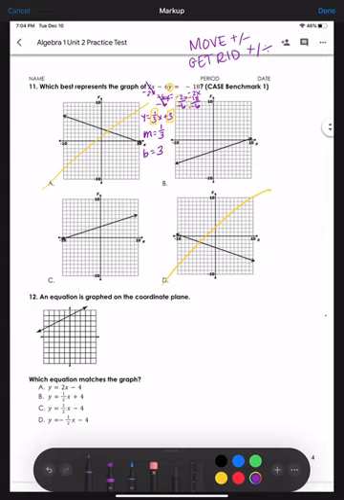Now I'm looking for an intercept of 3. Well, this one, B, has an intercept of -3. So that cannot be right. I want an intercept of +3, so this one is correct.